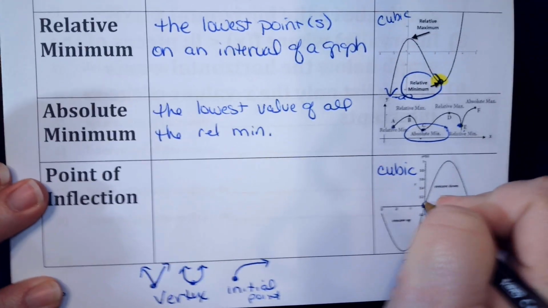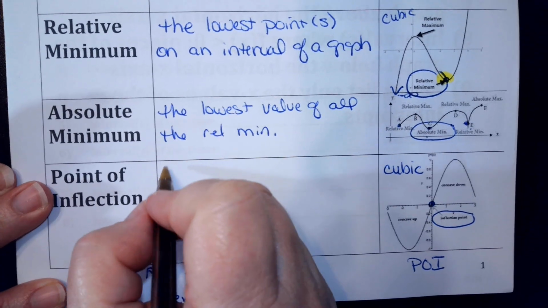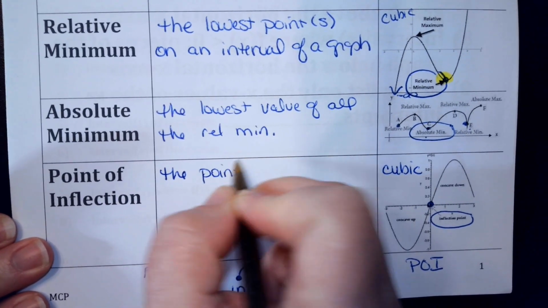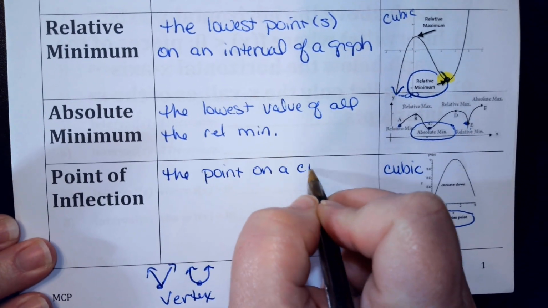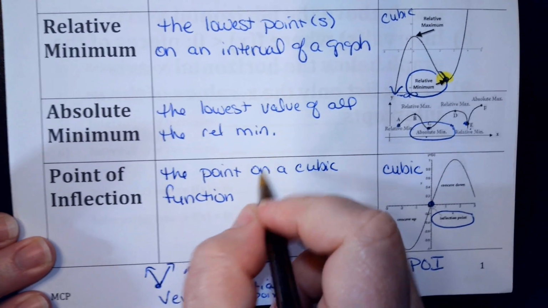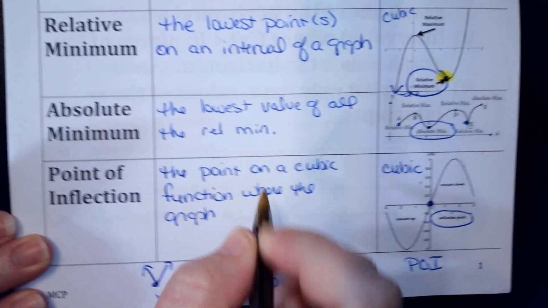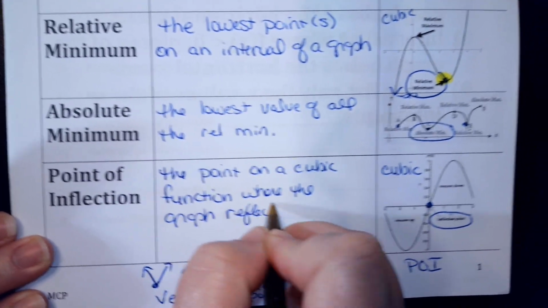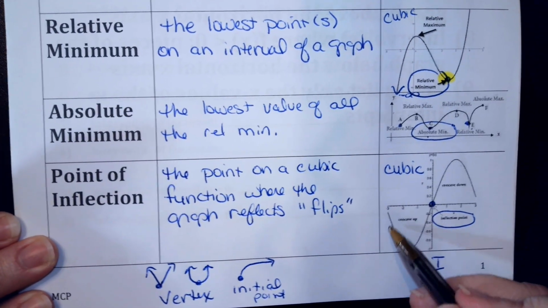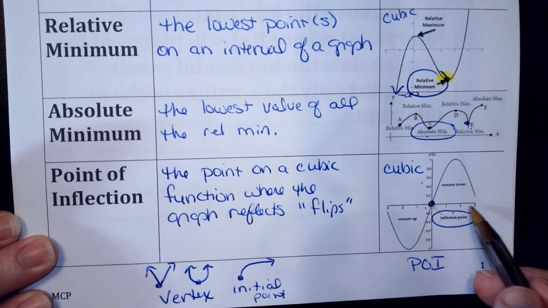Okay, the point of inflection is this point right here in the middle. It's your inflection point. What a point of inflection is, it's the point on a cubic function where the graph reflects, or as y'all like to say, it flips. If you notice right here, this graph is opening up, but then it hits the point of inflection and it opens down.